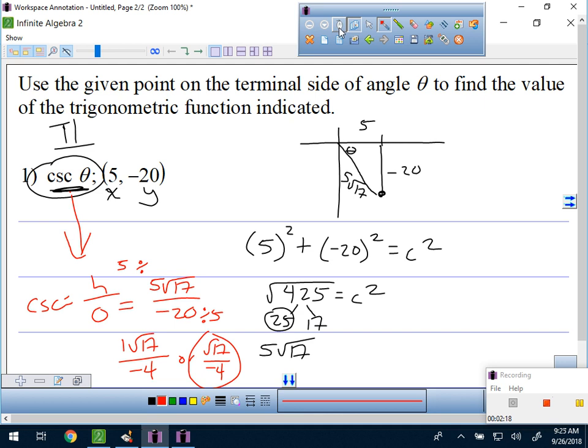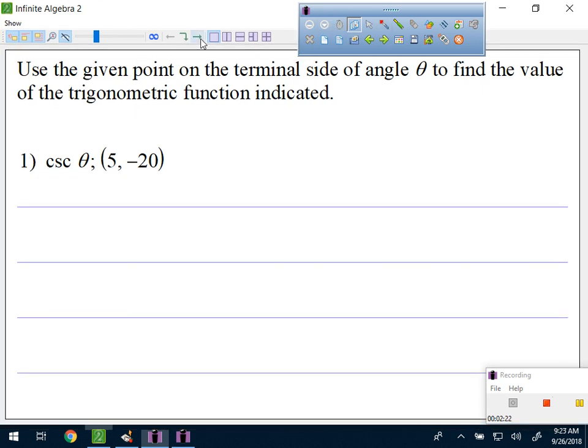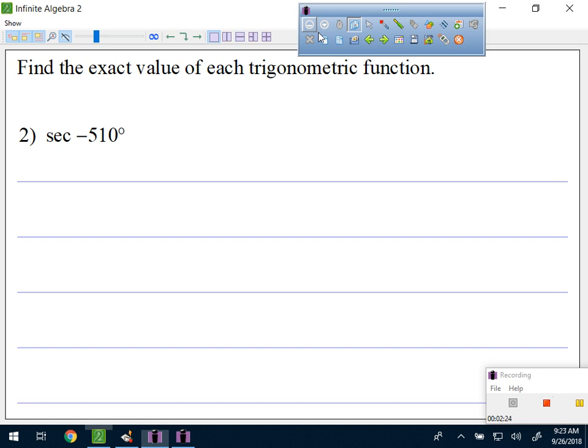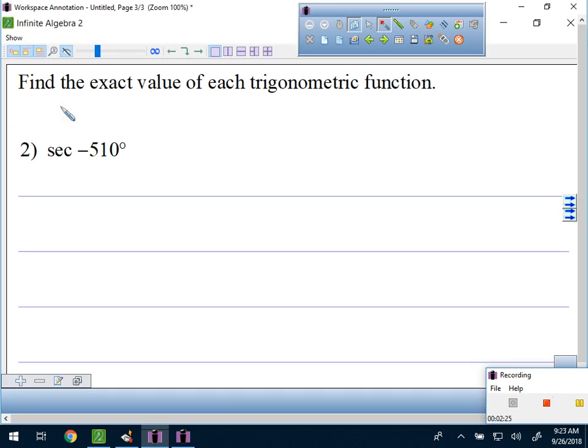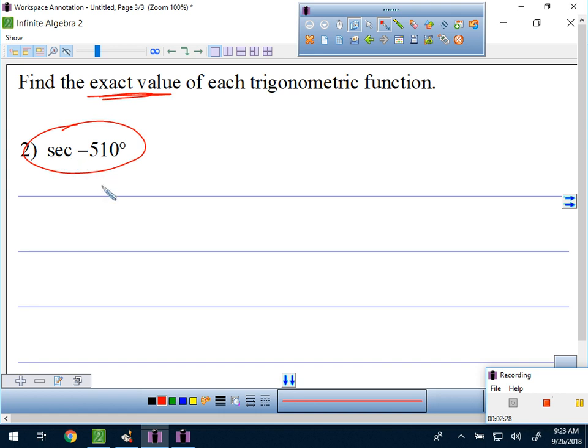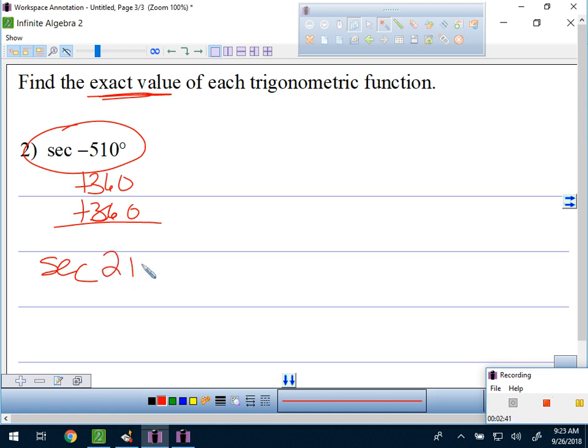All right, for number 2, if you want to, get ahead of me, you can go ahead and look at the next question. But here's number 2. For number 2, you will have some problems like this. It says find the exact value of this trig function, secant of negative 510. The first thing I notice is that negative 510, so I want to get a coterminal angle to that. So I'm just going to add 360 to that twice, and that gives me 210 degrees.